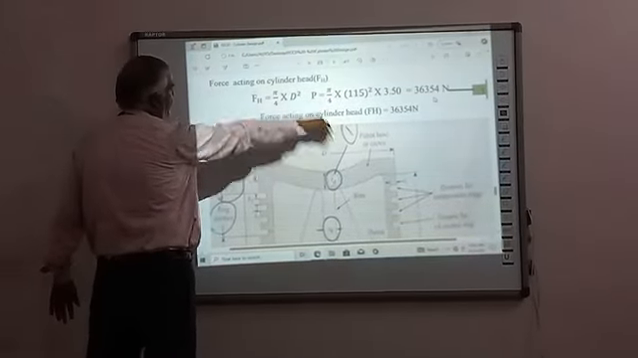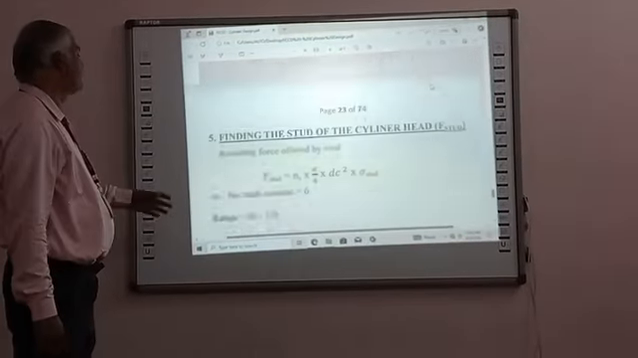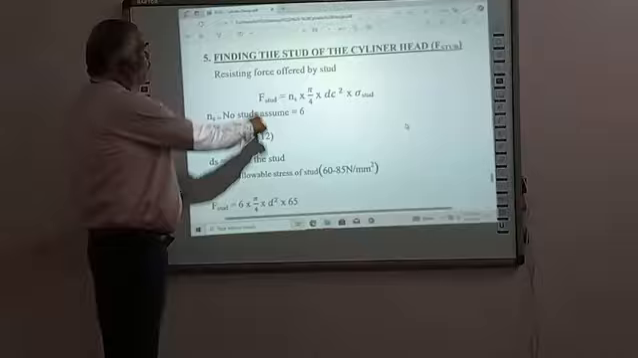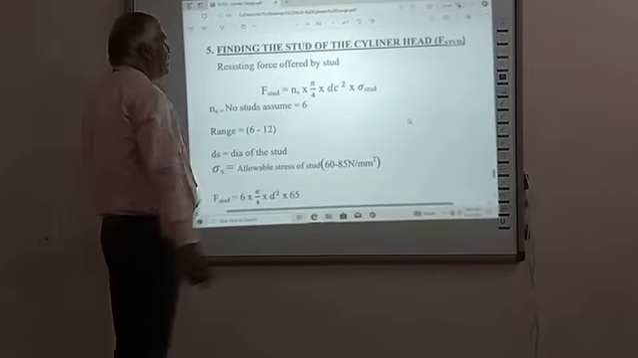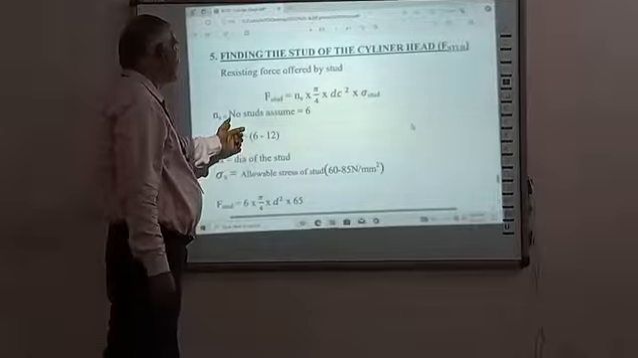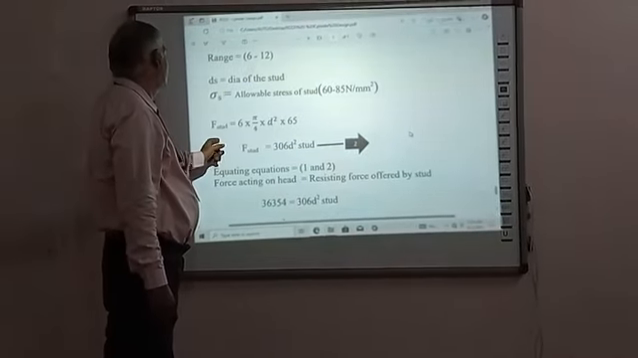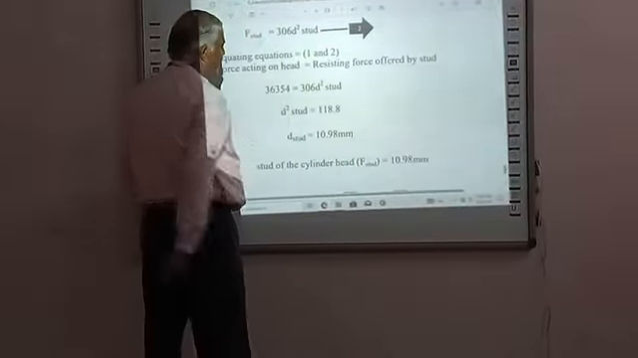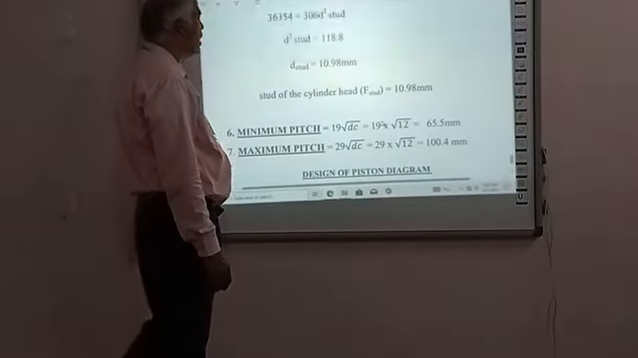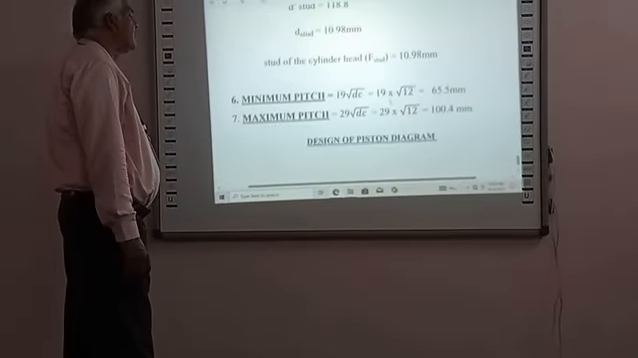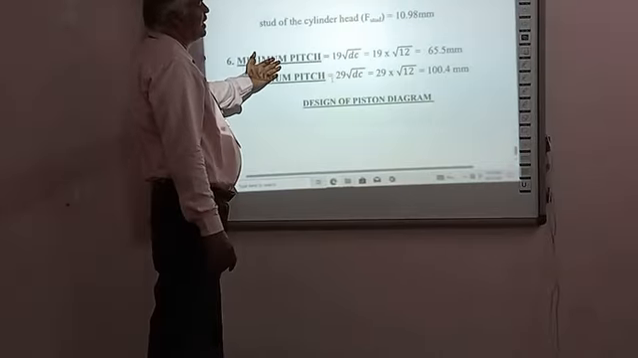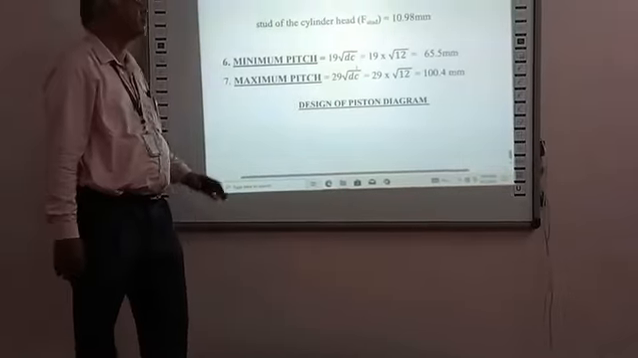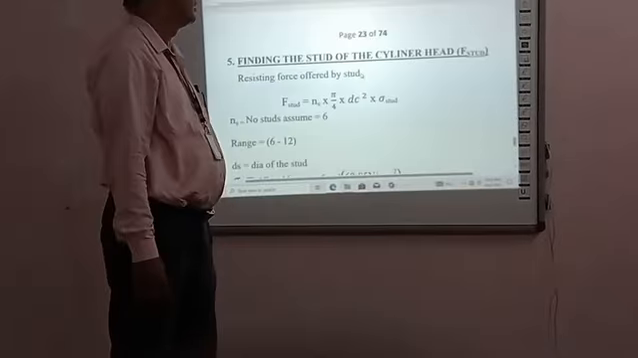First is the force acting on the cylinder head. Second is the resisting force offered by the cylinder stud. By equating these two equations, we get the stud diameter as 10.98 mm, almost a standard size of 12 mm. The maximum width and minimum pitch are calculated using the standard formulas. So these are some of the major parameters of the designing procedure.